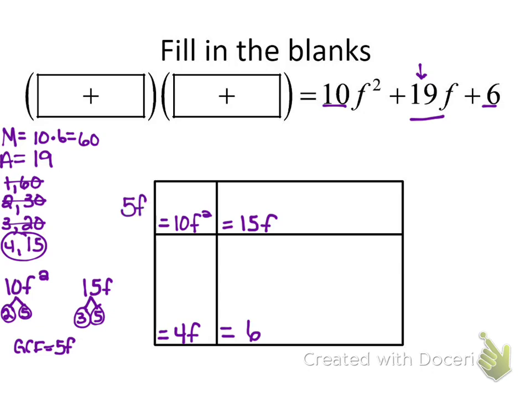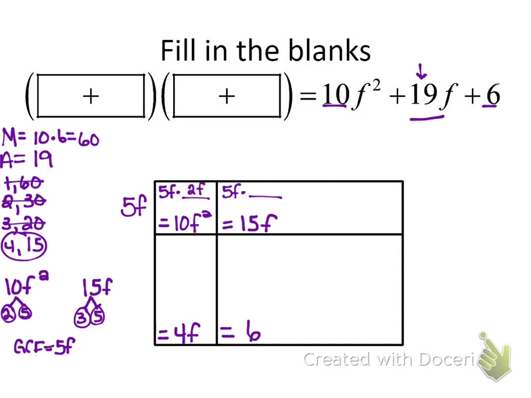So now, because I have the height and the total area, I can find the length. So I'm going to put in 5F. I'm only worrying about the top row right now. So the height times something to get my total area. So now I'm ready to find the length. So 5F times what equals 10F squared? 2F. So that becomes my length.